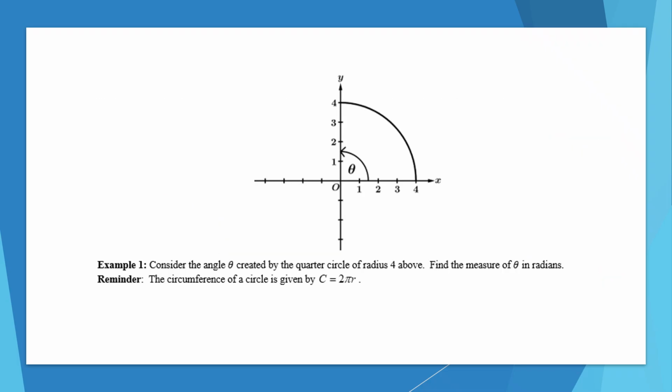Consider the angle theta created by a quarter circle of radius 4 above. We want to find this angle measure in radians. And then we were given that a circumference is 2 pi r, so that will be helpful for us as well. If we take a look at this, it's not hard to see that this is a right angle. So in degrees, it should be around 90 degrees, but we want to find it in radians. So remember, radians is going to be equal to arc length over radius. So we want to find both of these things.